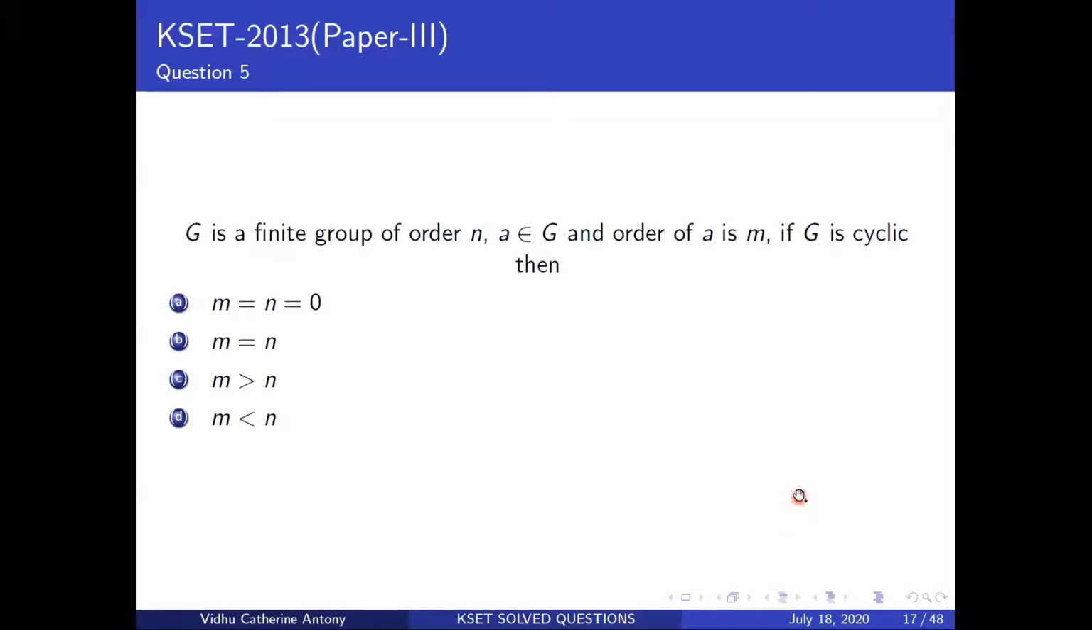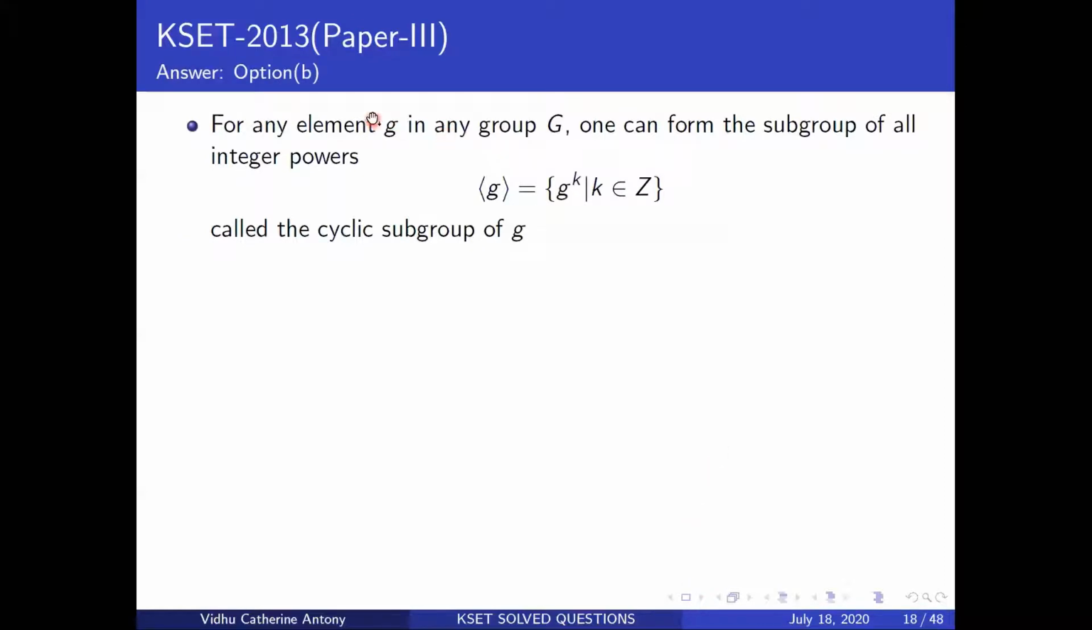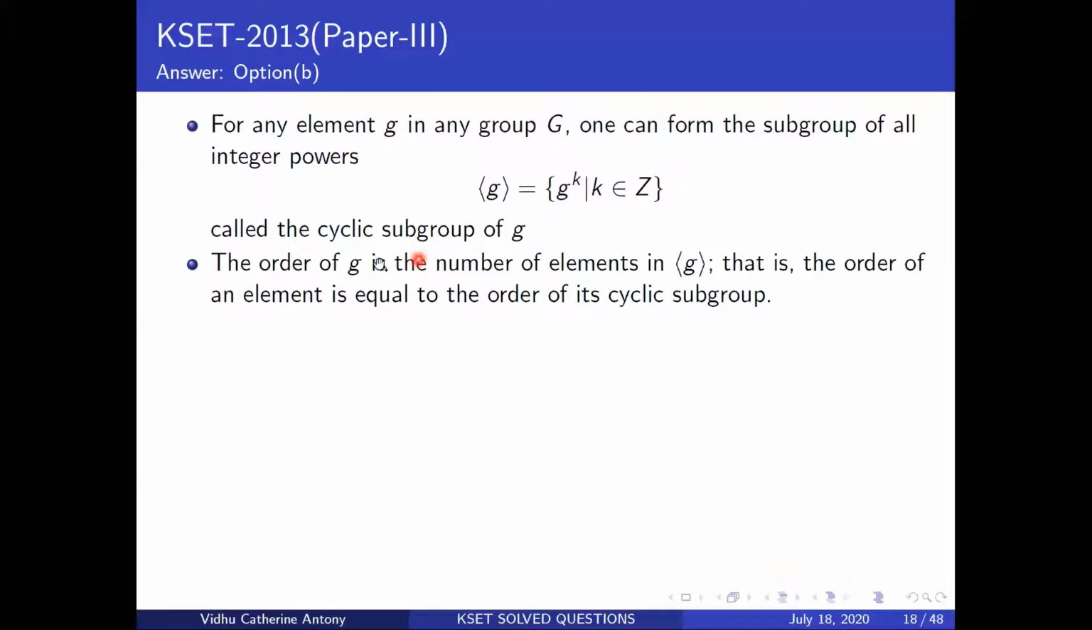So let's look at this in the next slide. If I have any element G, where G is your generator in your group, one can form a subgroup of all the integer powers of that. And those sets are called cyclic subgroups of G. The order of G here is the number of elements in the group G. Your generator generates some amount, and that should be equal to the same value as your cyclic group. So the rest of them are cyclic subgroups.